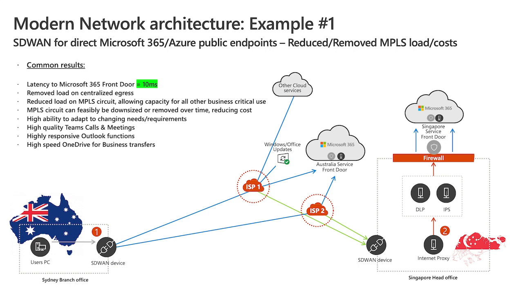So that's an enormous improvement in latency to the service front door. And this will then reflect on the service quality. You'll have high quality Teams calls and meetings, high quality responsive Outlook functions, high speed transfers into OneDrive for Business, and it's removed all that load from the central egress and the MPLS circuit.